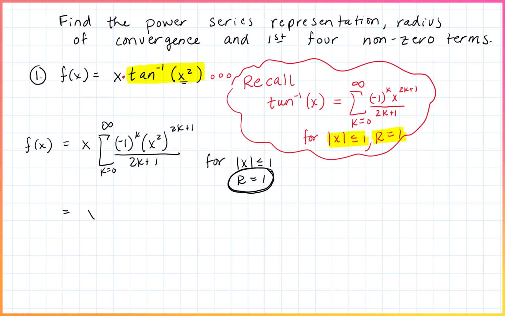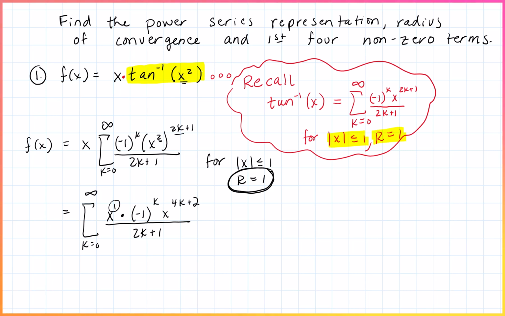So let's keep going. We've got x. This is x to the first. We're actually going to pull that in just a second. Let's pull that into the series. That's going to be distributed to every term in the series. So it's going to be x to the first times negative 1 to the k. When we take x squared to the 2k plus 1, we get 4k plus 2 divided by 2k plus 1 from k equals 0 to infinity.